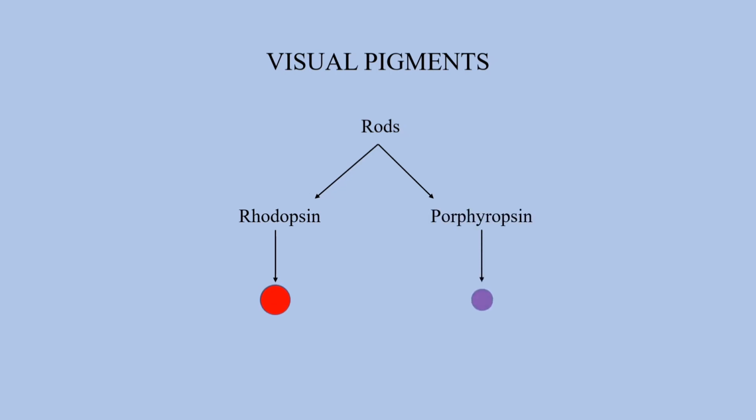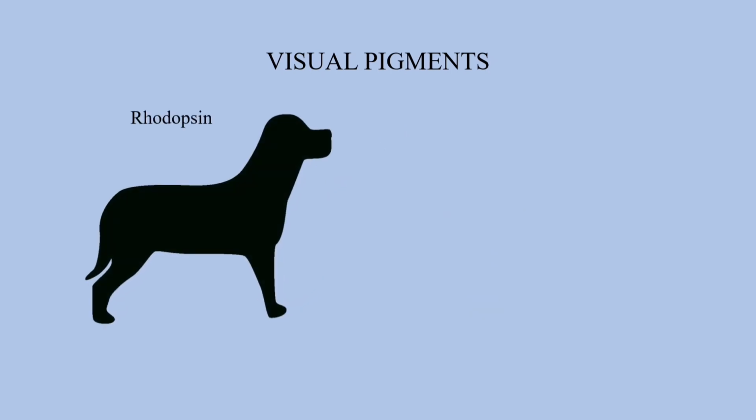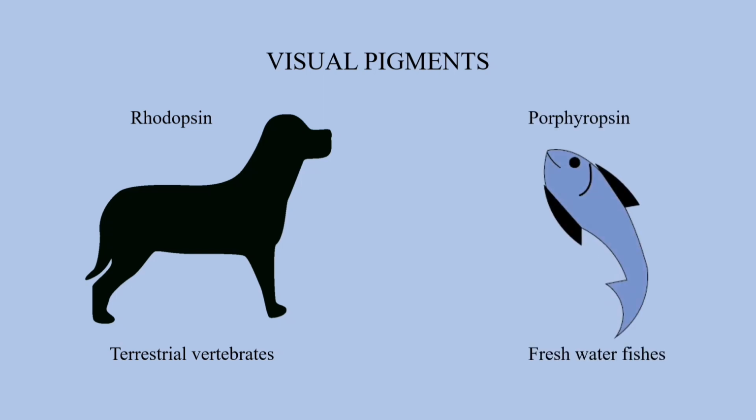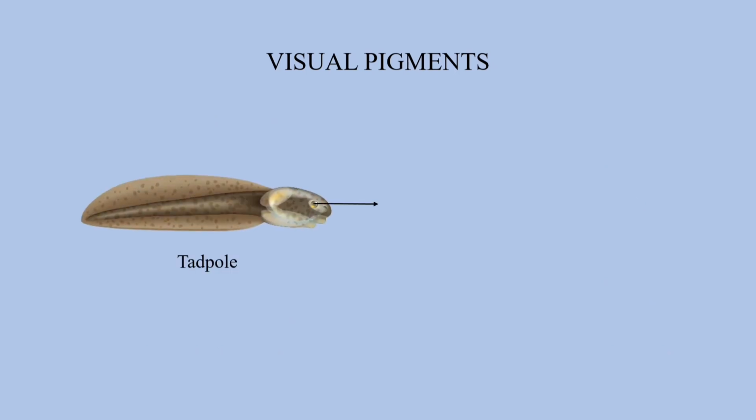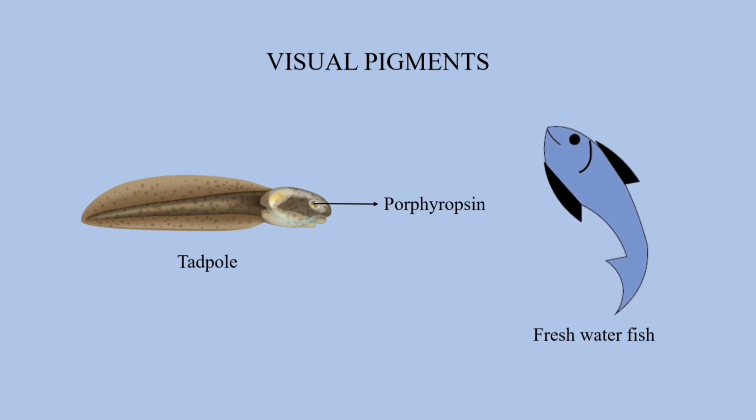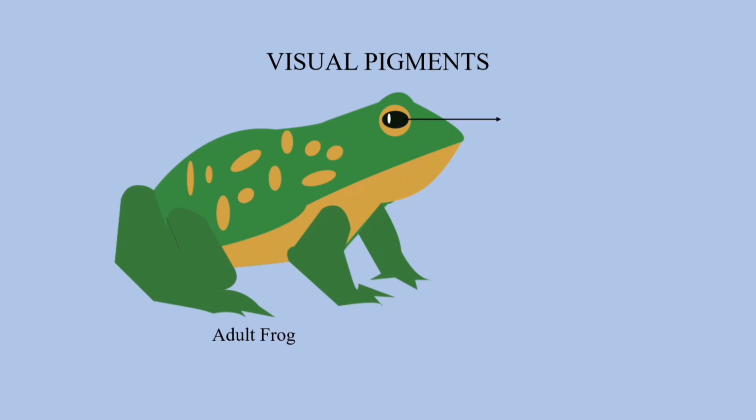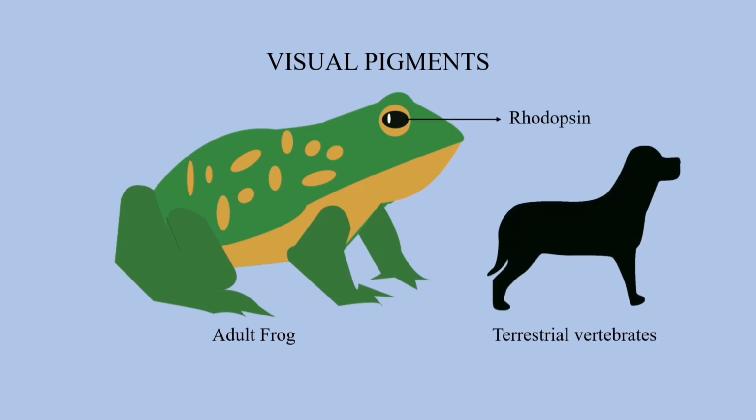Visual pigments. In the rods of retina, two kinds of pigments are found, namely rhodopsin, which is red pigment, and porphyropsin, which is purple pigment. Rhodopsin is found in terrestrial and marine vertebrates, whereas porphyropsin is found in freshwater fishes. Tadpole has porphyropsin as a freshwater fish has. This changes during metamorphosis, and the pigment in the adult frog is now rhodopsin like a terrestrial vertebrate.